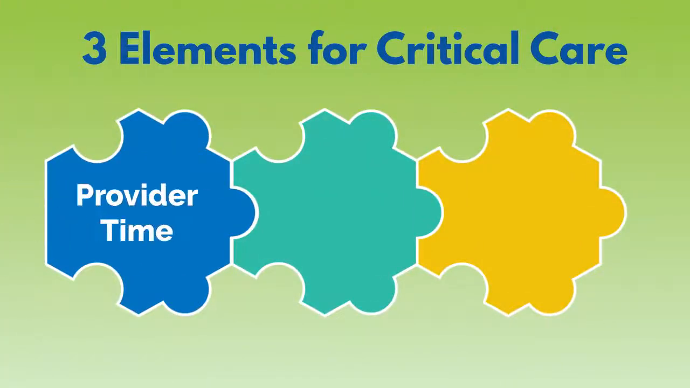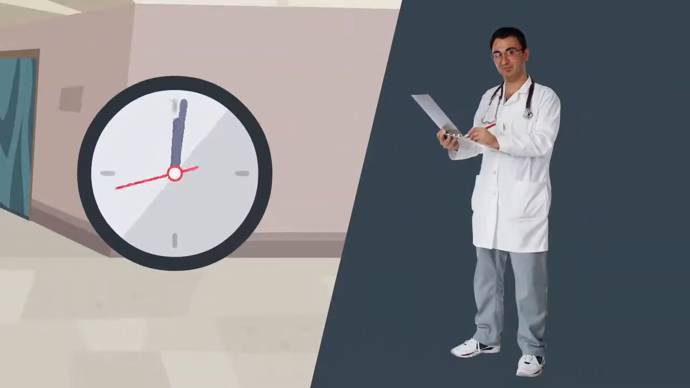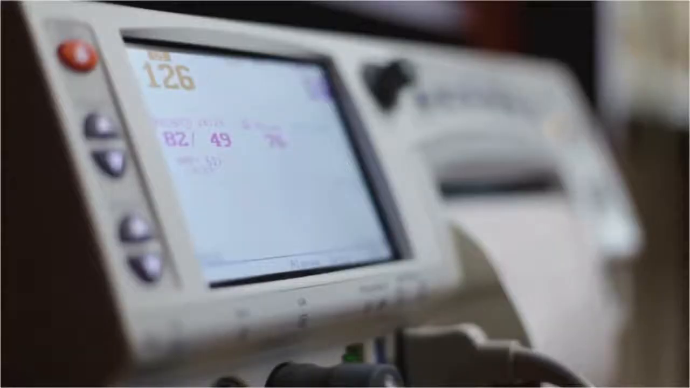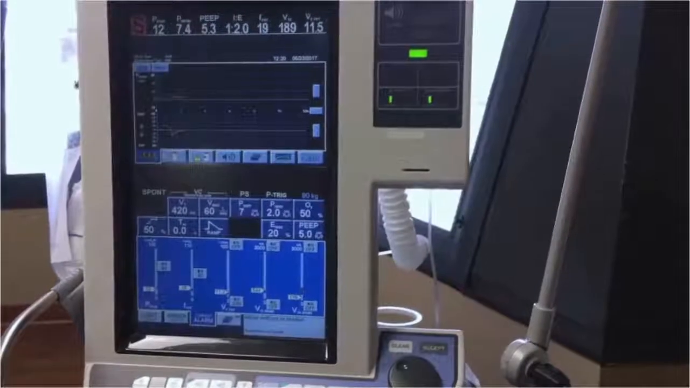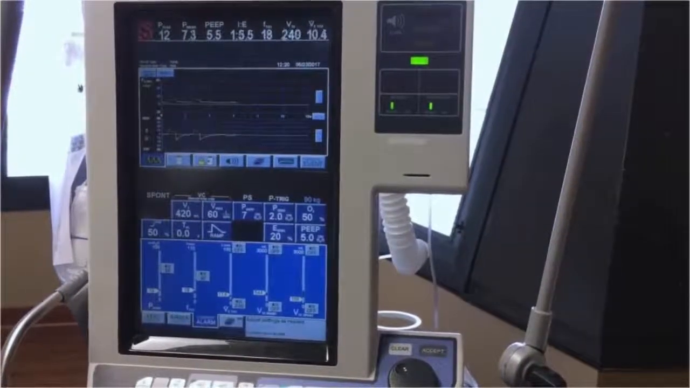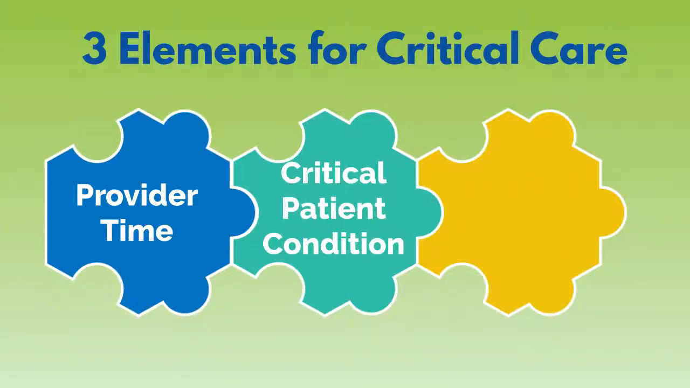The first element is time. It is important to keep in mind that critical care is a time-based code. The time includes activities related to the care and treatment of one specific patient, including reviewing current test results, assessing the patient vital signs, and other time spent on a critical care unit or other clinical area caring for the patient. The second element is documentation of critical nature of the patient's condition.